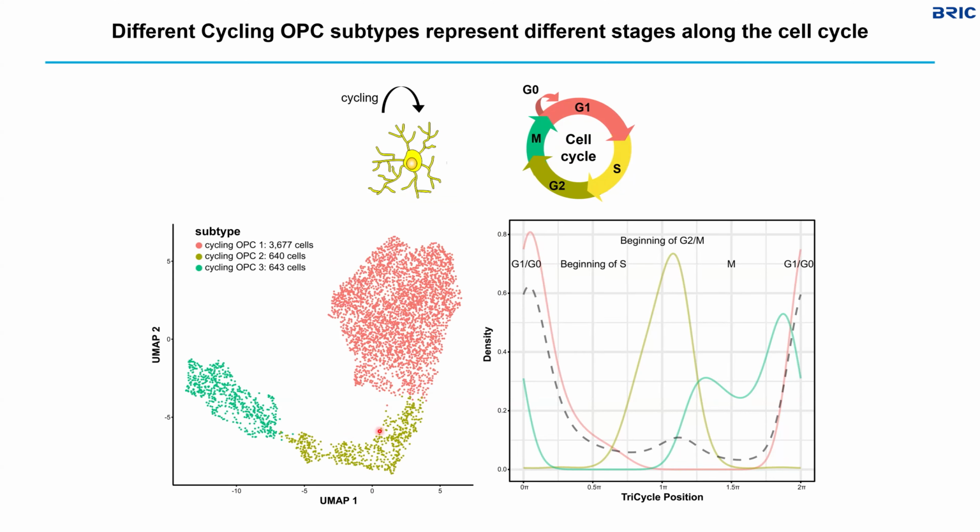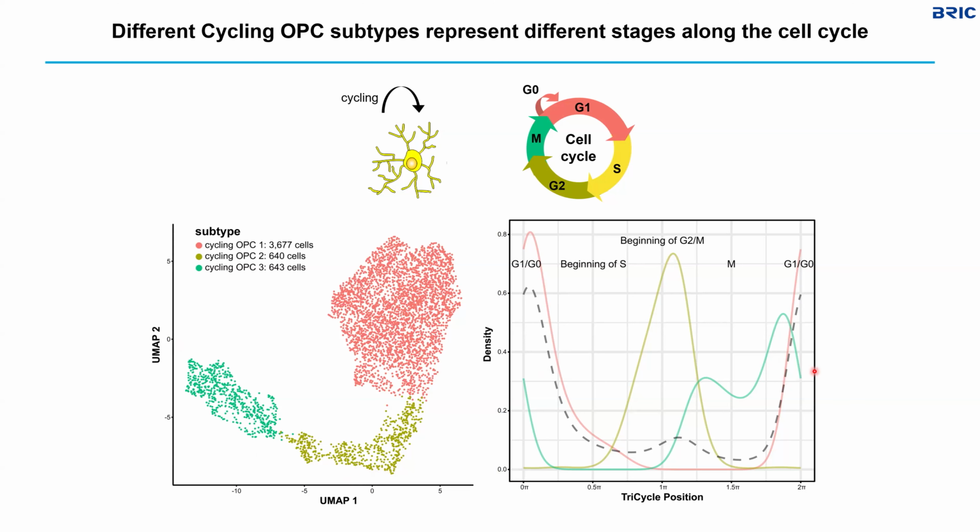And you can see that this dark yellow population, cycling OPC2, are predicted to be occupying the beginning of the G2 M stage of cell cycle. And you can see that these final green OPCs, the cycling OPC3, are predicted to be actively undergoing mitosis.